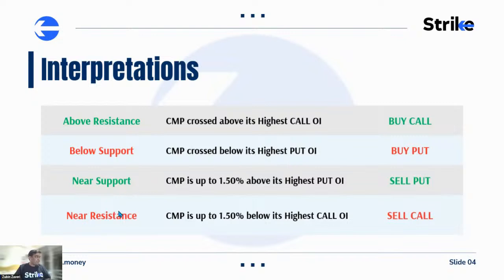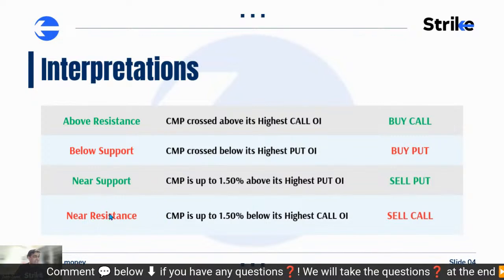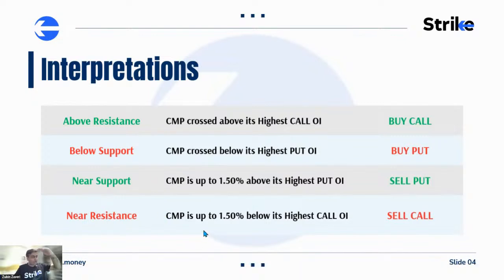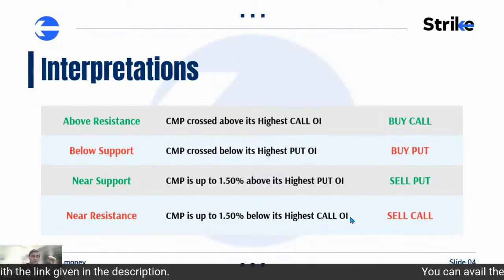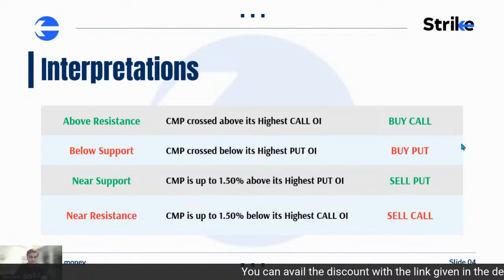All right. When we say near resistance, meaning prices have already gone up, the current market price is within 1.5% of the range, a little bit below the highest call OI. At that time what we will do is we will sell a call option.